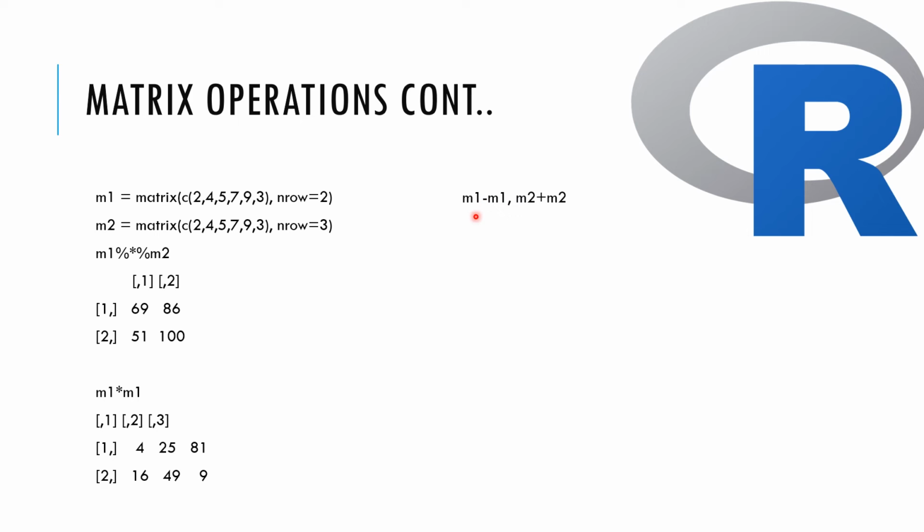And then you can do the same element wise subtraction and addition using the same method. Just replace the symbol, from star to minus sign and plus sign.